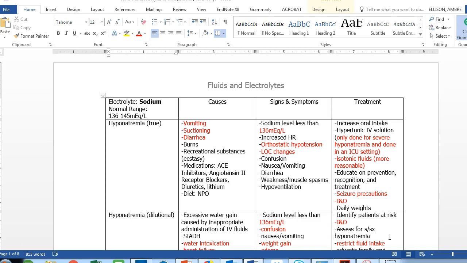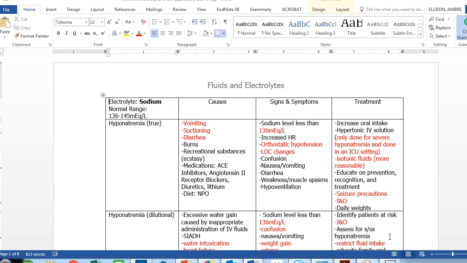It can be hypotonic or isotonic, it just depends. Eyes, nose, monitor for skin breakdown, provide oral care. You're going to fully assess your patient. You want to ensure that you do daily weights, and you're going to monitor your labs.